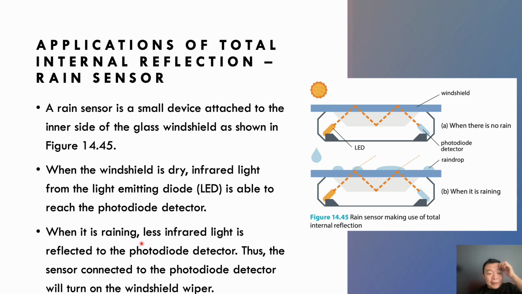However, when it's raining, there is also reflection, but because of this raindrop here, it affects the reflection and the amount of light that reflects. So therefore, less infrared light will reach the optical sensor. Therefore, once the detector detects a lesser intensity of the light, then it will know that, hey, there's actually something on the windshield, which is the raindrop, and that's how we can activate the wiper to start turning.